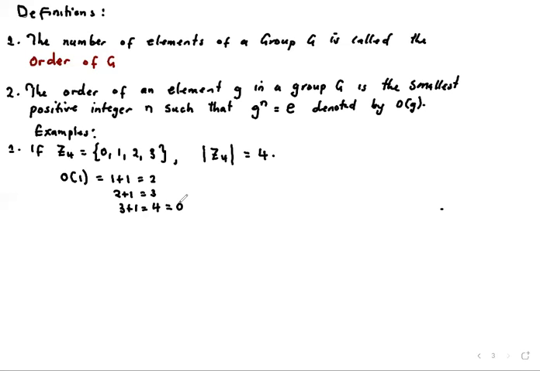How many times? 1, 2, 3. Remember, by definition, for an additive group, we say nG must give us E. I know that if g is 1, then we are talking about n times 1 should give us E.